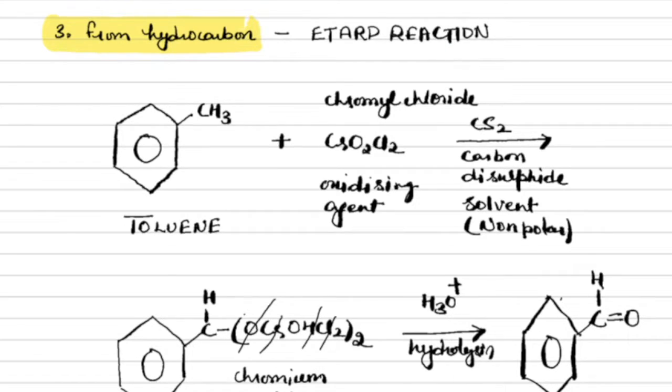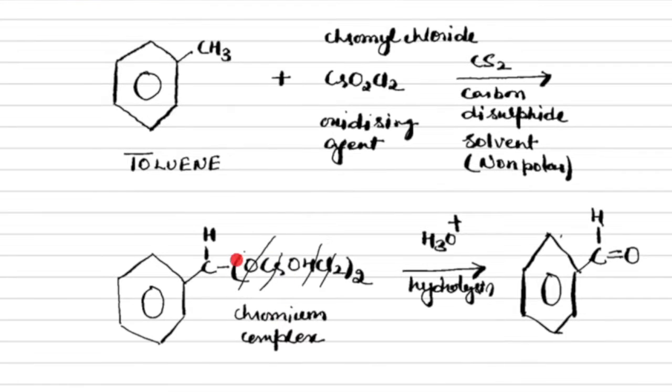So what we will say: we take a hydrocarbon, toluene, and we will show this toluene, one methyl group attached with the benzene ring. We react it with chromyl chloride, right? Chromyl chloride is an oxidizing agent. Remember, oxygen is there. And we do that in the presence of carbon disulfide. It's a solvent, a non-polar solvent. And we get a complex looking structure like this. We call it chromium complex.